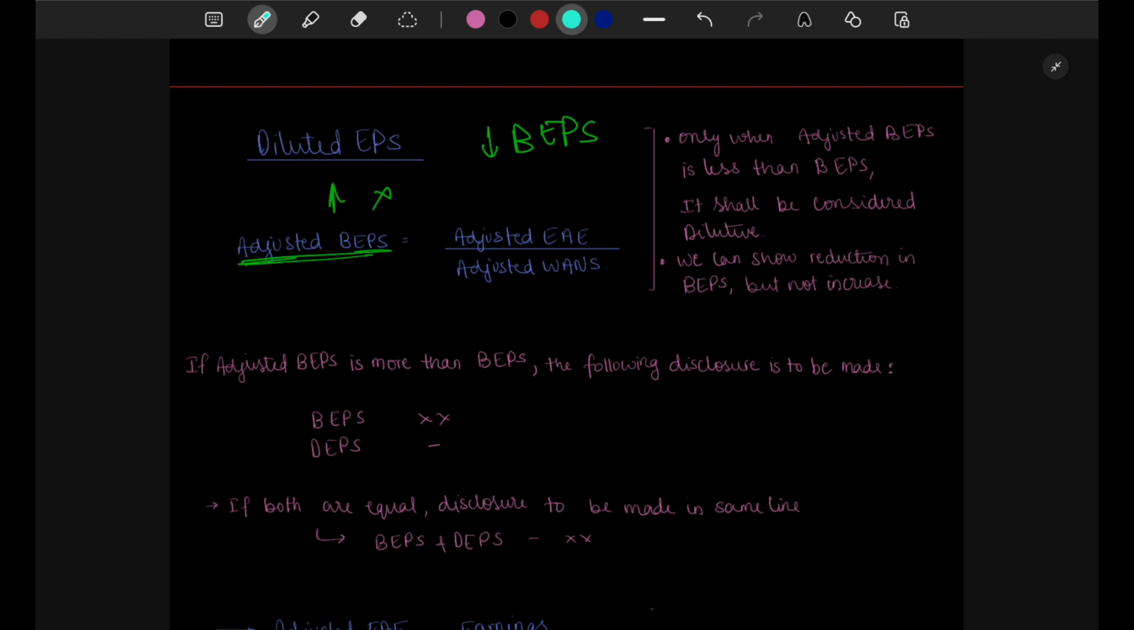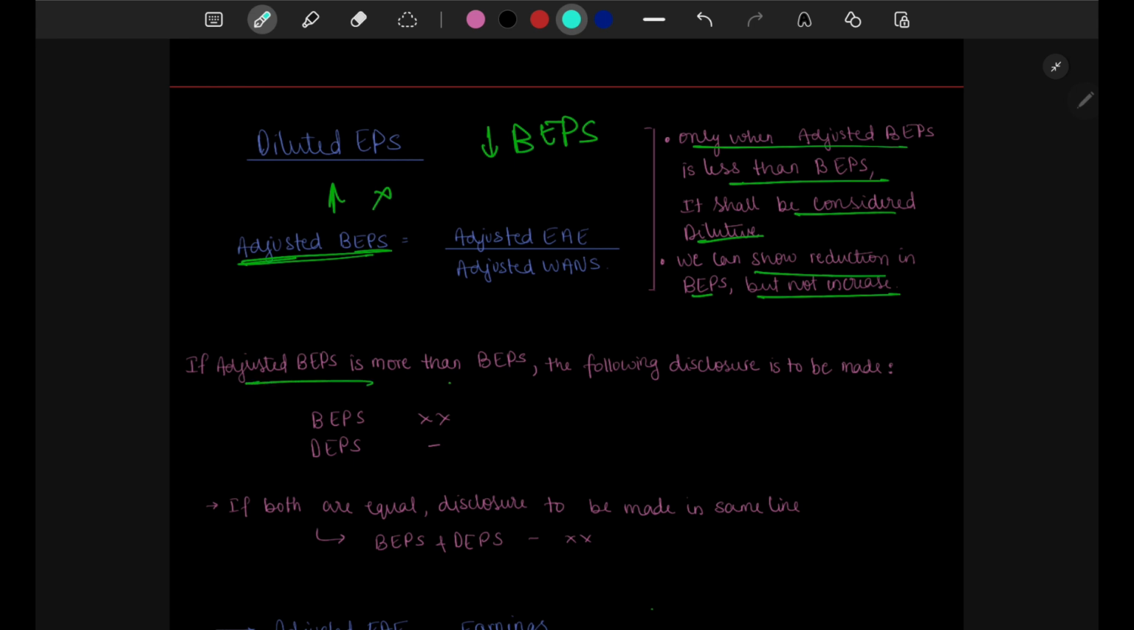So firstly, we'll just write adjusted earnings per share, and if that adjusted earnings per share is less than the basic earnings per share, only then we will consider it dilutive EPS. If it is more than the basic EPS, we will not disclose it. We just put it as a dash. First, we'll just go through it. Only when adjusted BEPS is less than basic earnings per share, it shall be considered as dilutive. We can show the reduction in BEPS, but we cannot show an increase. That's obviously the common sense conclusion, right?